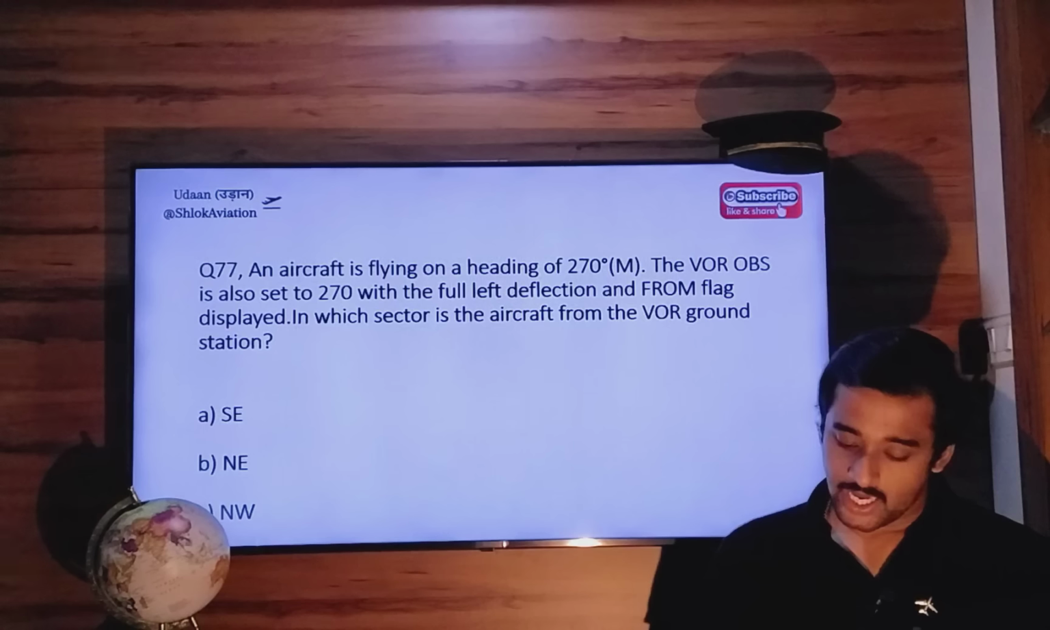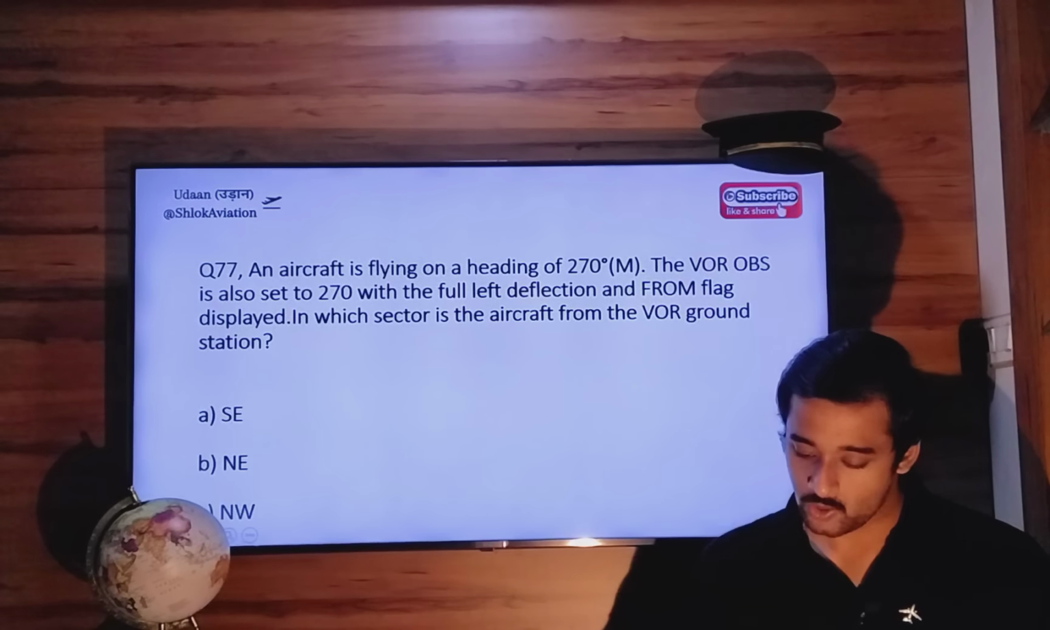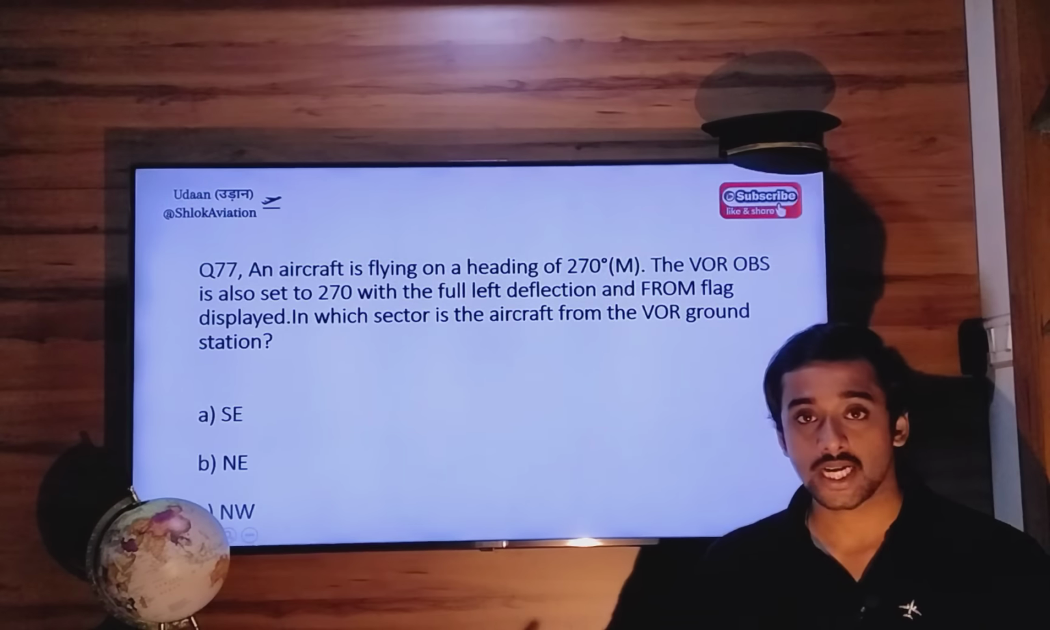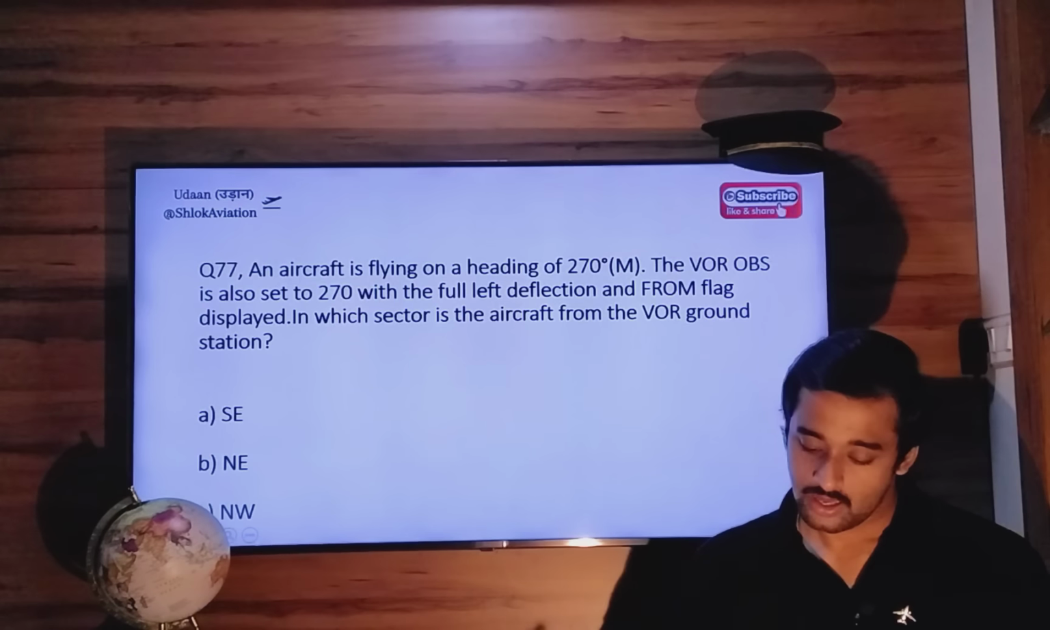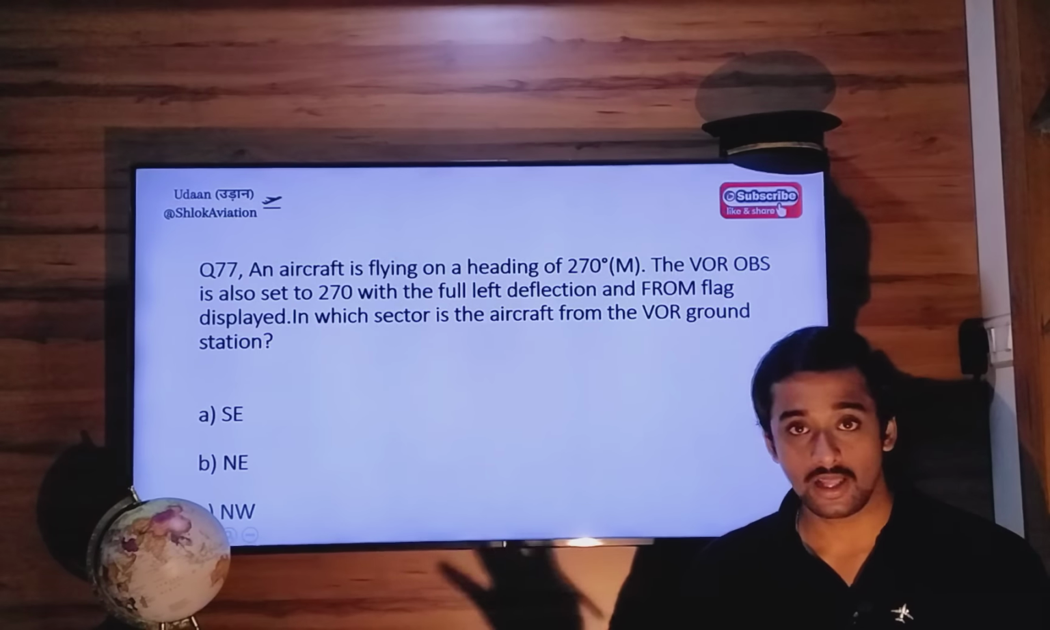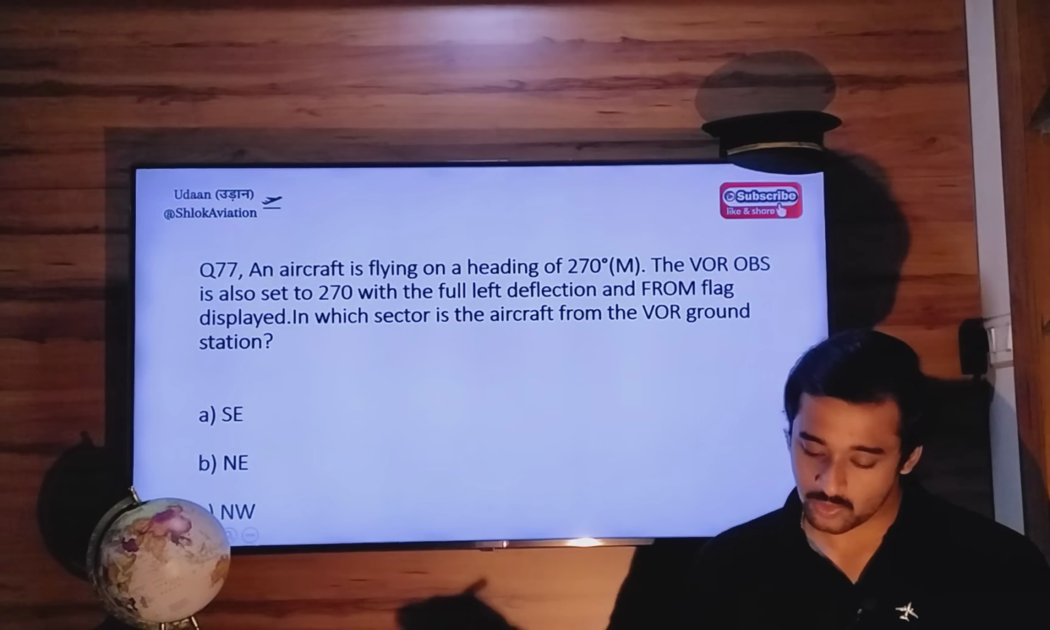Next. Aircraft is flying on a heading of 270. OBS is also set to 270 with full left deflection, and a from flag displayed.